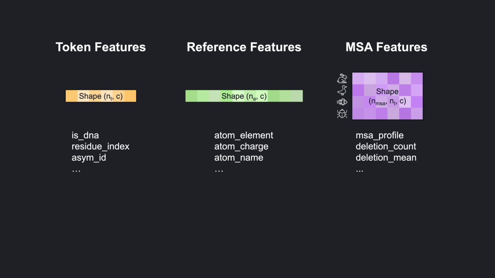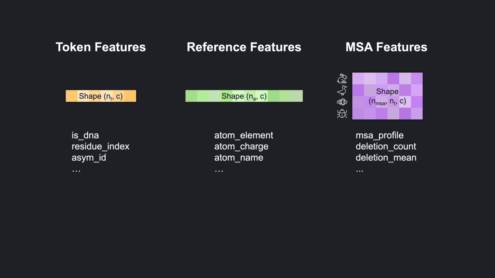AlphaFold 3 has three main groups of features: token features, reference features, and MSA features. Aside from them, there are the template features, which we won't implement, we'll do template-free prediction, and the bond features, which are pretty simple and which we'll talk about in the end. Generally, the token features will have shape number of tokens by C, the reference features have shape number of atoms by C, and the MSA features have shape number of MSA sequences by number of tokens by C, where C are the channel dimensions. Here, a token is a group of atoms, for example all the atoms belonging to one residue. We'll make this more precise in a moment.